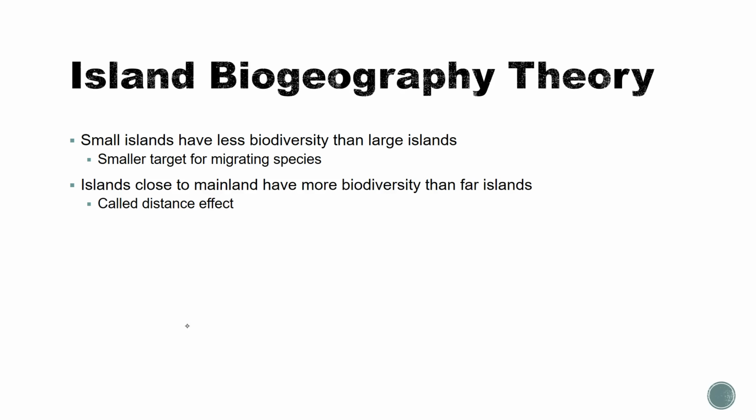Islands close to the mainland, likewise, have more biodiversity than islands far away. And that's called the distance effect. So if you've got a small island that is extremely far from the mainland, it's going to be very vulnerable to biodiversity loss, but it's also just going to have less biodiversity in general. Places like Hawaii, for example, do have a lot of very unique species, but there are no native mammals in Hawaii. It's just too isolated. Birds, plants, and insects populate Hawaii, but because it was such an isolated island, there was no way for mammals to migrate there.